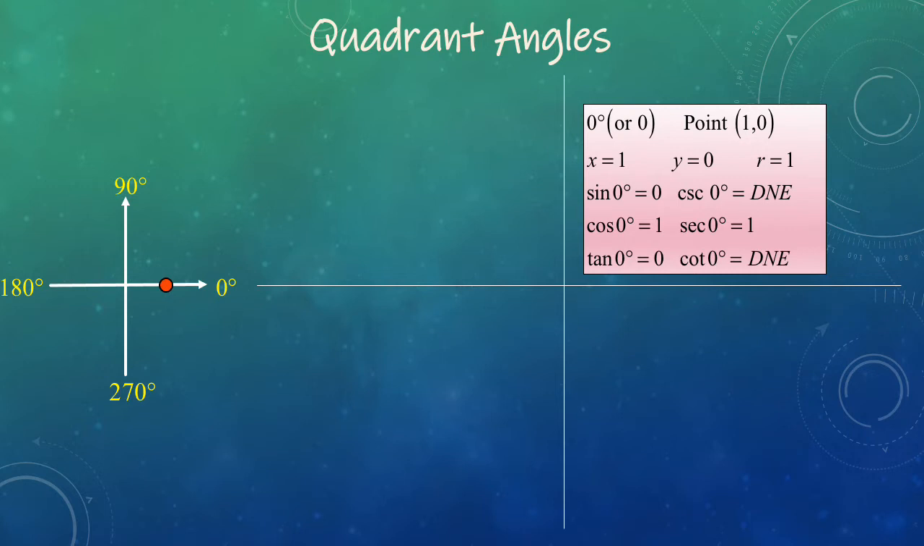Therefore, sine of 0 degrees, y over r, is 0. Cosine of 0 degrees, x over r, is 1. And tangent of 0 degrees, y over x, is 0. The cosecant of 0 degrees is r over y, 1 over 0, which does not exist. The secant of 0 degrees is r over x, 1 over 1, which is 1. And the cotangent of 0 degrees is x over y, 1 over 0, which does not exist.